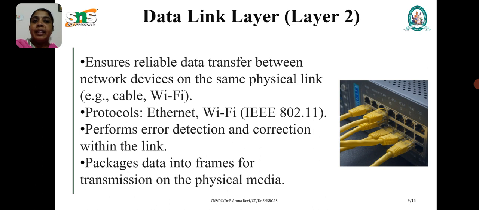Next, the data link layer, which we can call layer 2. It can be accessed by the physical layer as well as the network layer. It is used for network devices on the same physical link, for example cable, Wi-Fi and so on. The protocols used here are Ethernet and Wi-Fi. It performs operations like error detection and correction. Packets can be divided into a number of frames for the physical media.